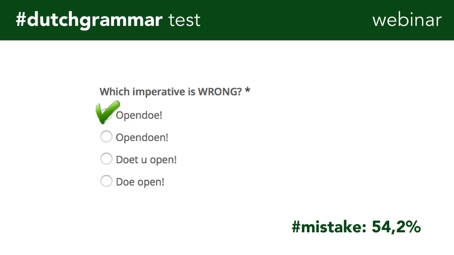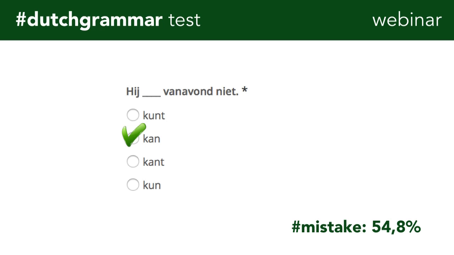Number 5. Answer 1. Imperative of separable verbs. That is combining two disciplines. Sounds difficult, but actually it's just something that you can learn quickly. And in my lesson about the imperative, we discussed that. Number 4. Hij vanavond niet. Answer kan. The verb kunnen is irregular and this is something you need to learn.